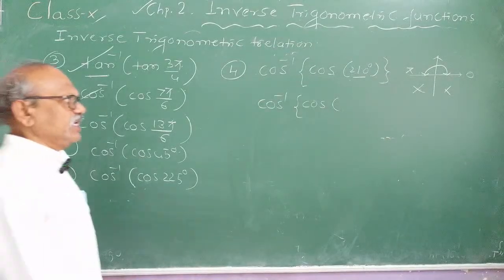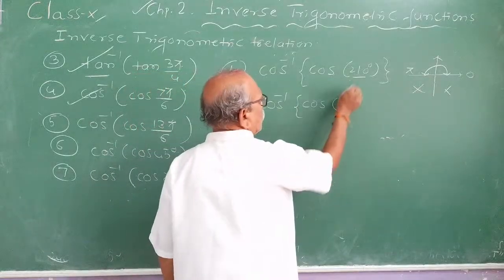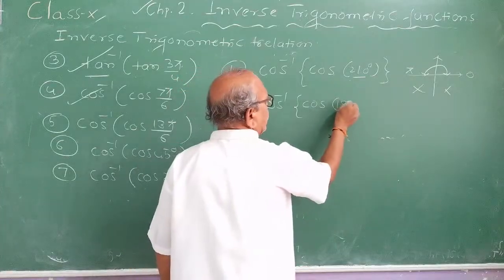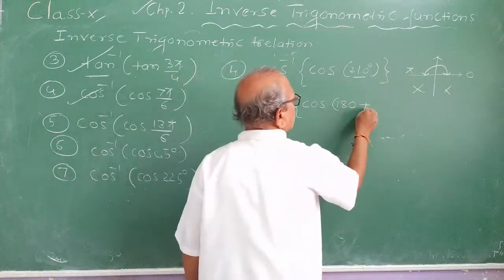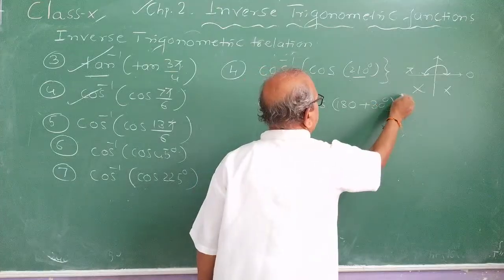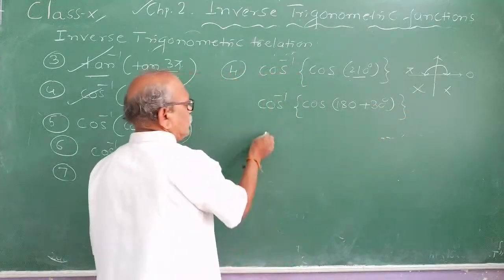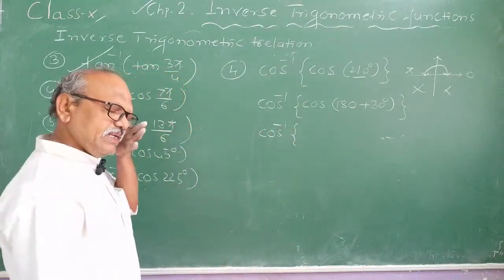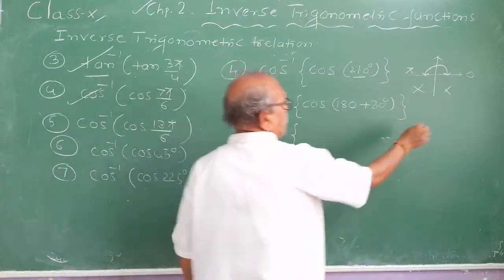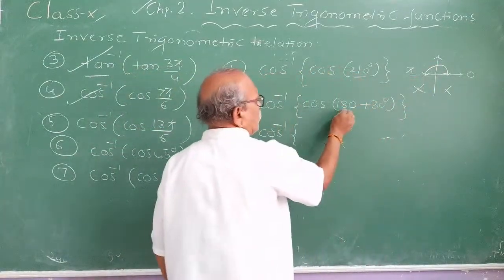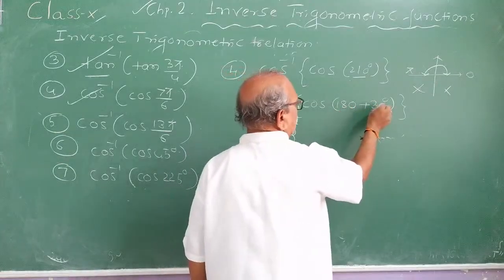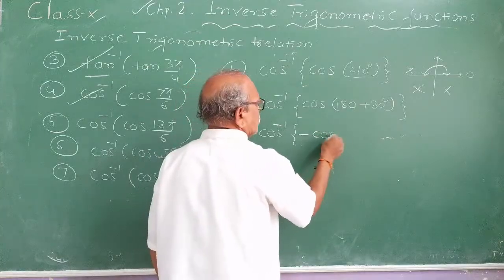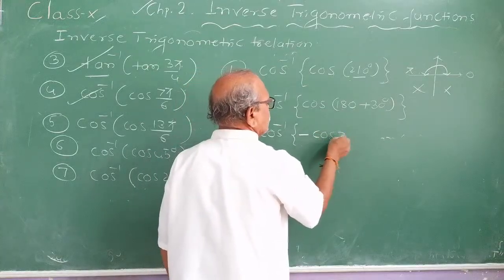Cos inverse of cos. Can I write it as 180 plus 30 degree? 210. Then what do you get here? You will get cos inverse of, cos in the second quadrant will be even multiple. Cos remains cos 30 degree. In the third quadrant, cos is negative. Therefore, you get minus cos 30 degree.